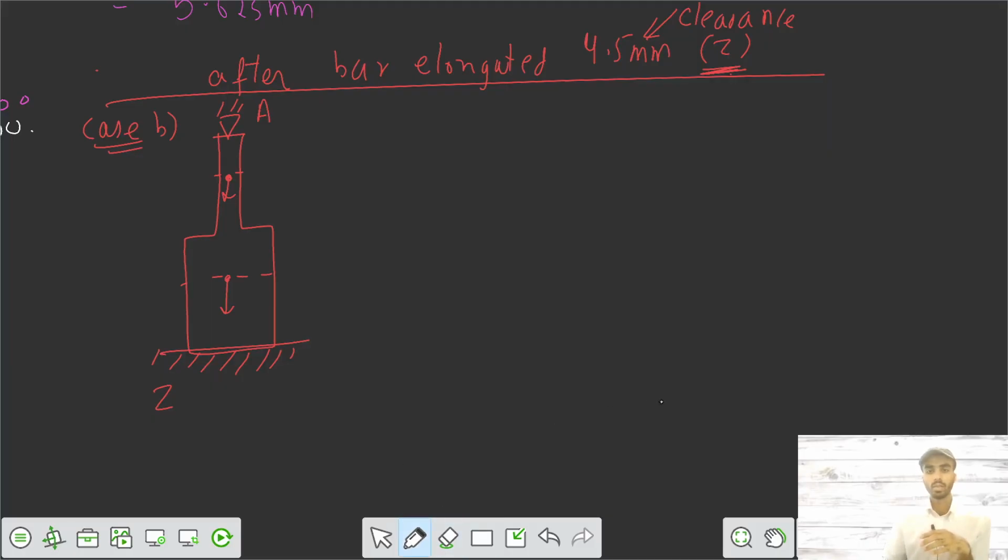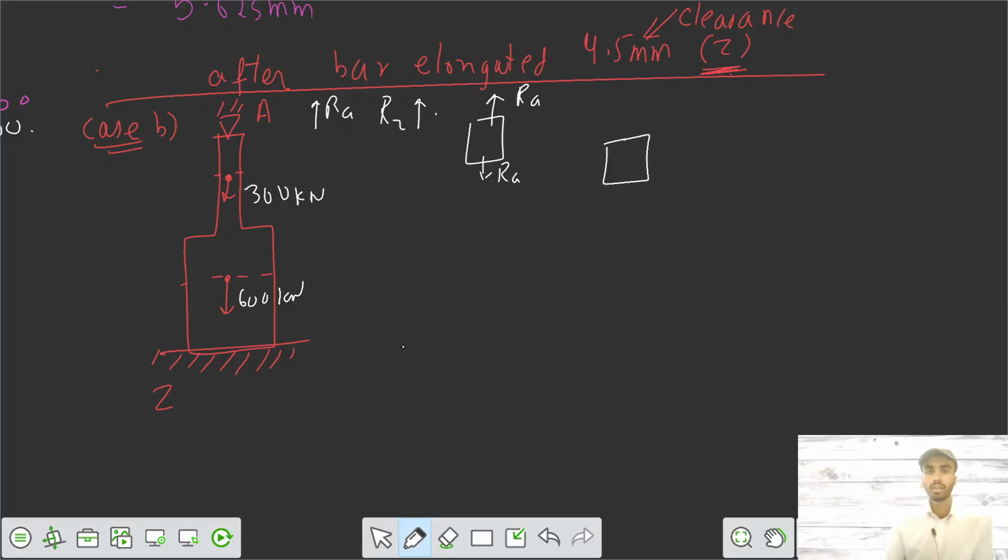Now assuming reaction A upwards, and reaction Z also upwards, we can do free body diagrams. I would say this one, reaction A upwards, and the force here was 300 kilonewton, and it was 600 kilonewton. So in the next part, it has to be downward 300, RA upward. Net we can keep upwards, RA minus 300.